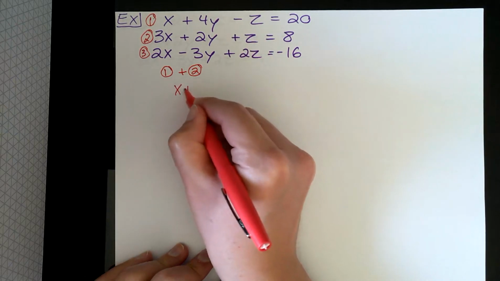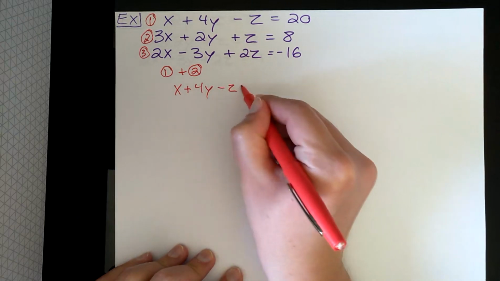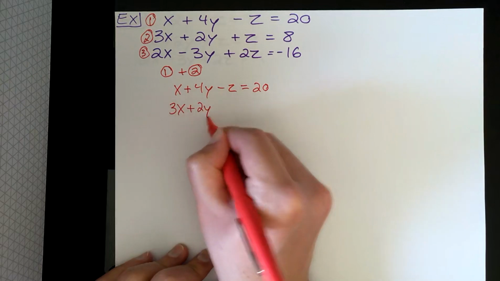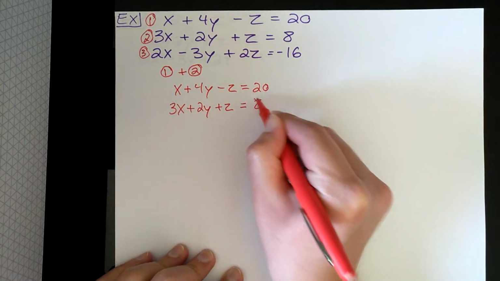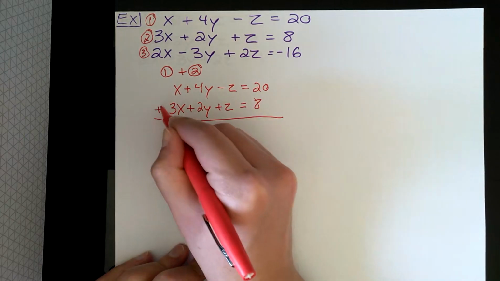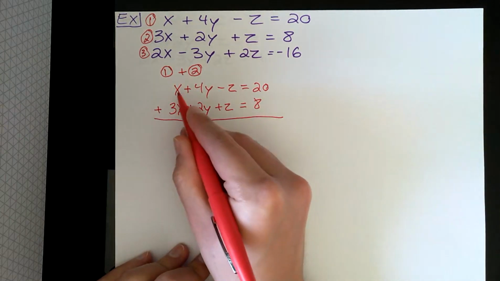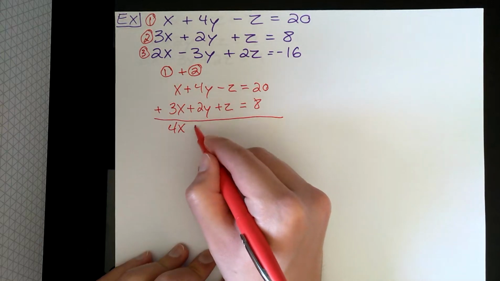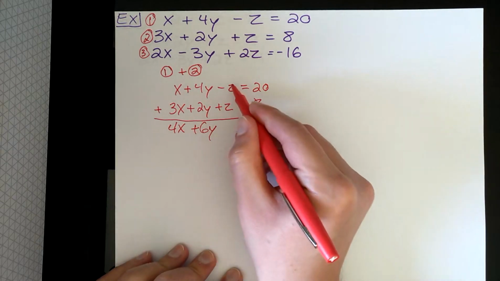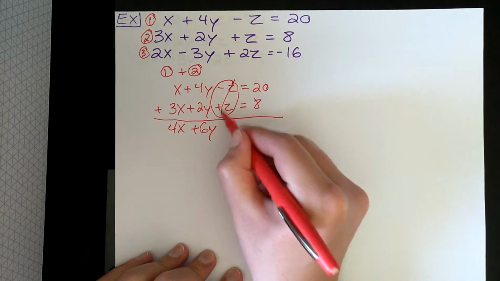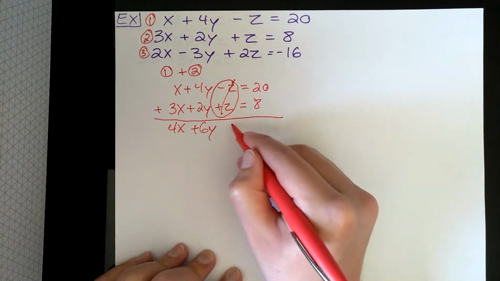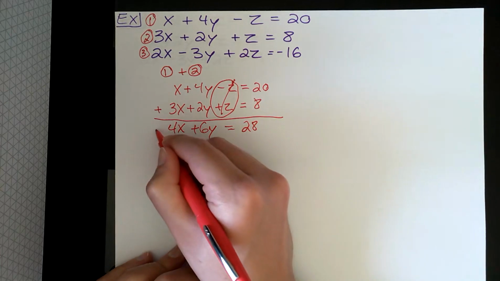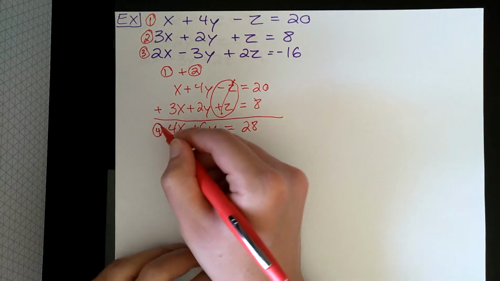So we get x plus 4y minus z equals 20, and 3x plus 2y plus z equals 8. We're not multiplying by anything, we're just adding them together. So x plus 3x gives us 4x, 4y plus 2y gives us plus 6y, negative z plus z cancels out, and that's equal to 20 plus 8 is 28. And we will call this equation 4.